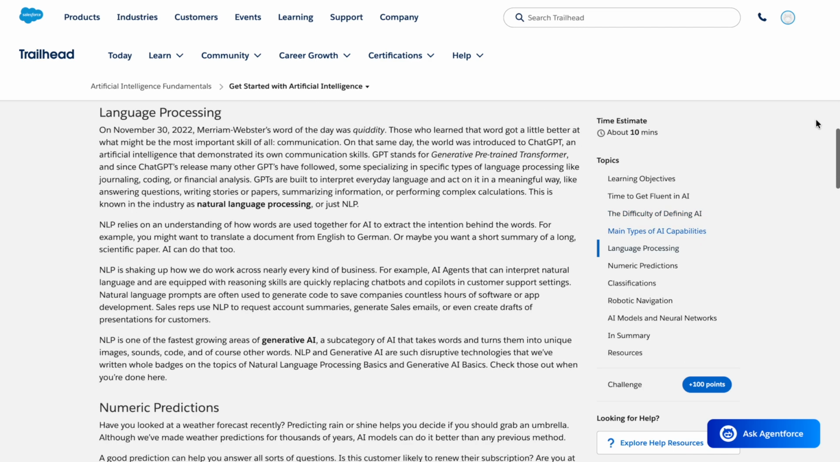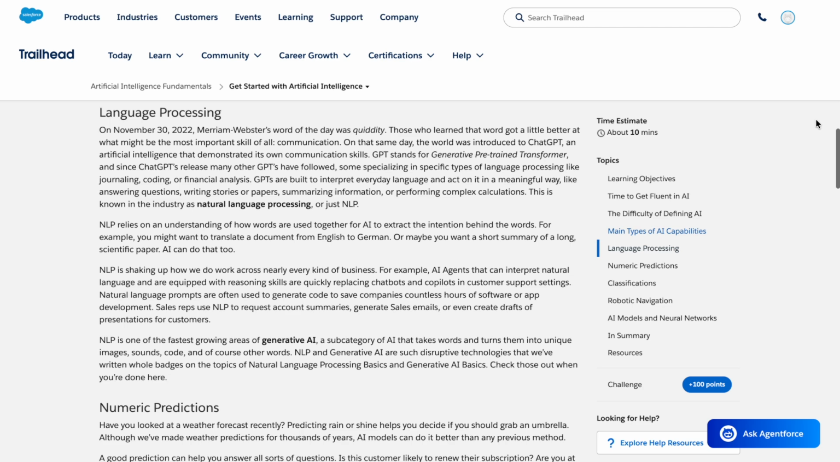Language processing. On November 30, 2022, Merriam-Webster's word of the day was quiddity. Those who learned that word got a little better at what might be the most important skill of all, communication. On that same day, the world was introduced to ChatGPT, an artificial intelligence that demonstrated its own communication skills. GPT stands for Generative Pre-trained Transformer, and since ChatGPT's release, many other GPTs have followed, some specializing in specific types of language processing, like journaling, coding, or financial analysis.